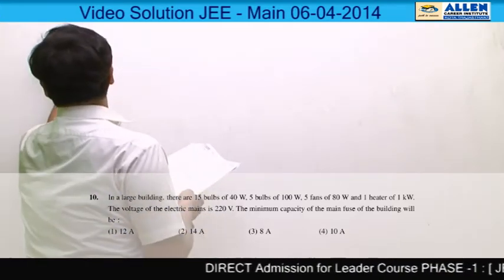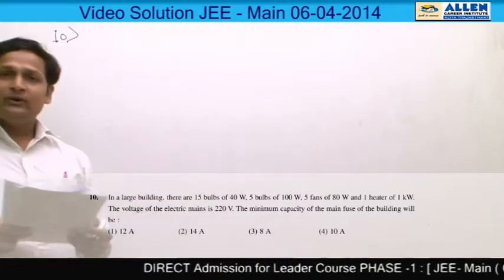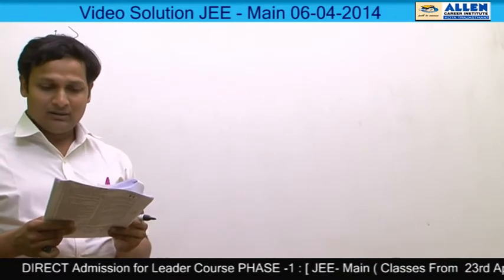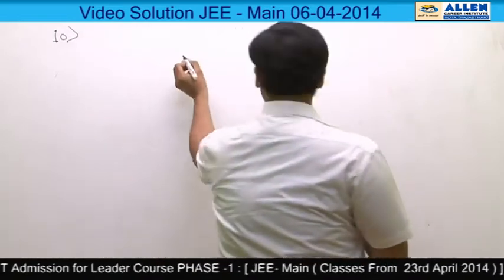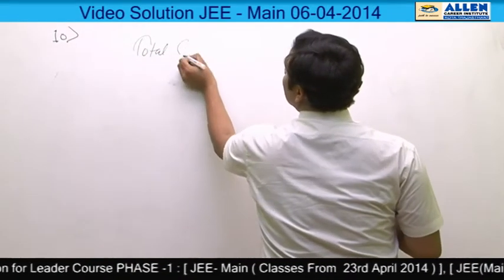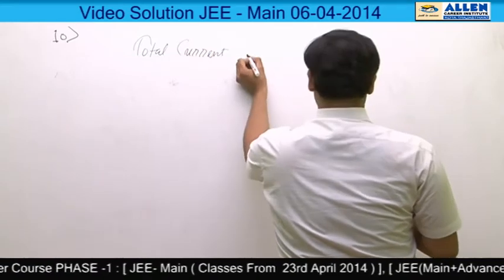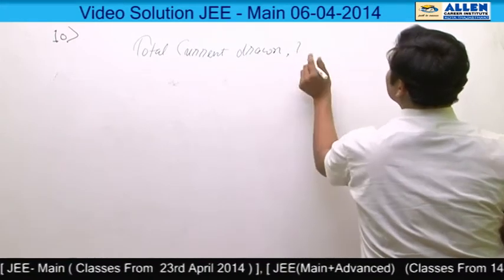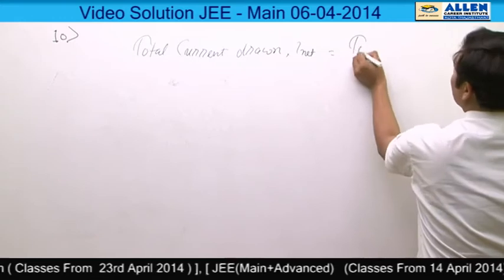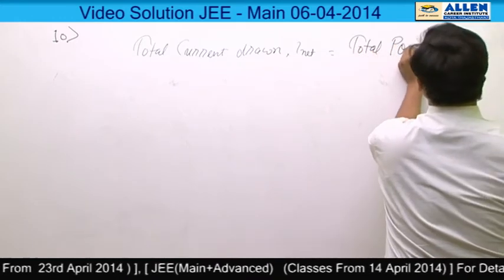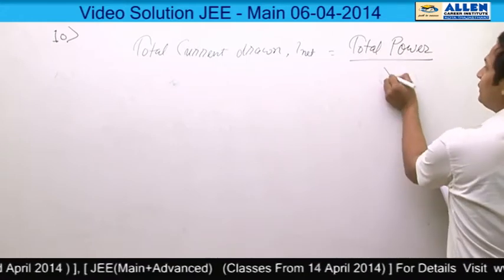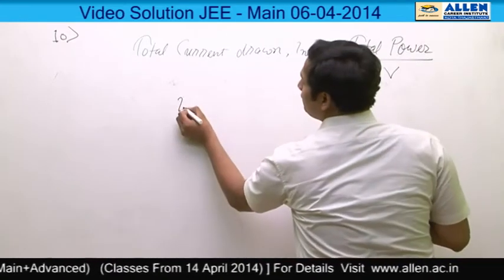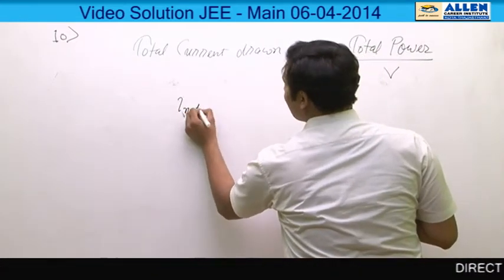Since we know that in our houses, all the electrical equipments are in parallel, the net total current drawn, I net, will be equal to total power consumed divided by voltage V. I is P divided by V. So first we have to find the total power.